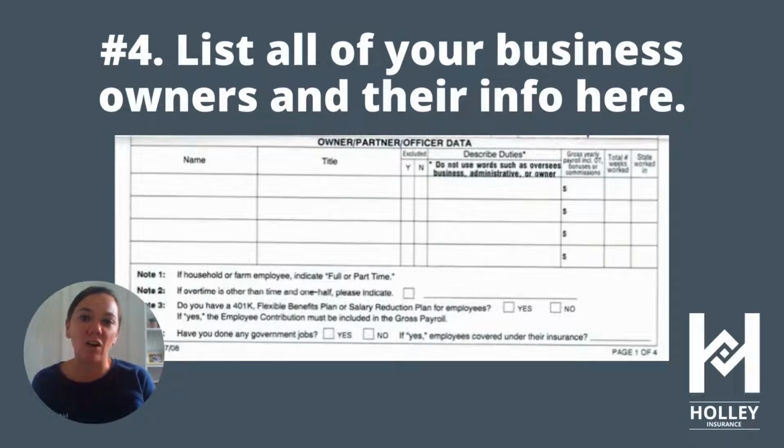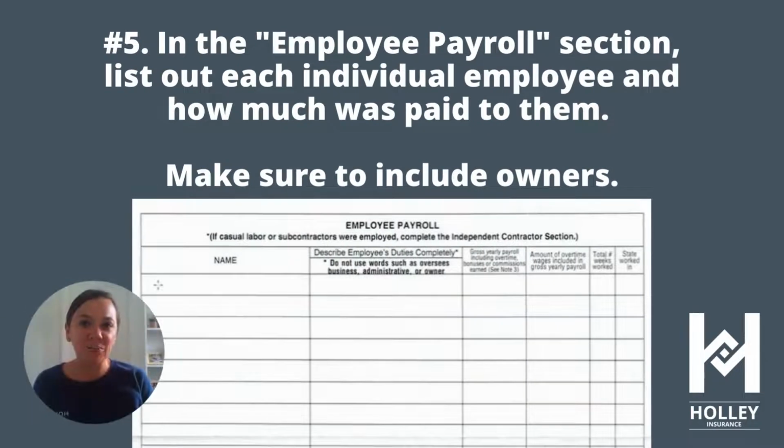Let's move to the next section at the bottom of the page. This is where you're going to list all of the business owners or partners that are a part of your company and include all of their information here. On the next page in the employee payroll section is where you're going to list each and every employee that you have and how much payroll you have paid them in the past year. Make sure to also include any owners in this section.